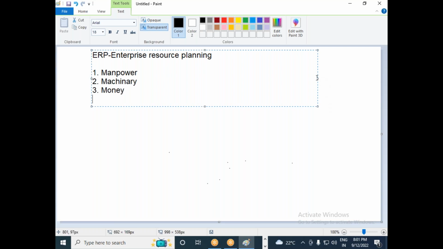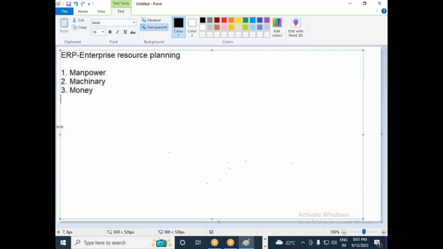There are many enterprise resource planning tools available in the market, but SAP is also one of the enterprise resource planning tools, which has a huge demand compared to the other tools. So what are the other enterprise resource planning tools available in the market? The other tools available in the market are, you can say, Oracle, right? Oracle is one of the enterprise resource planning tools. It was developed by Oracle Corporation, right?